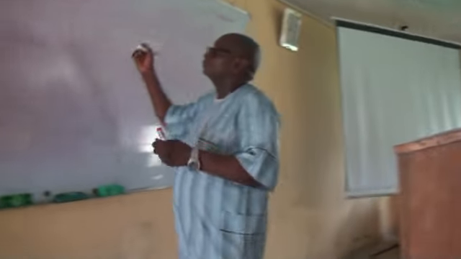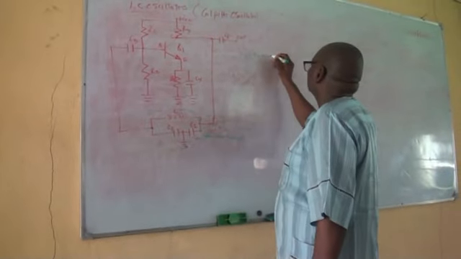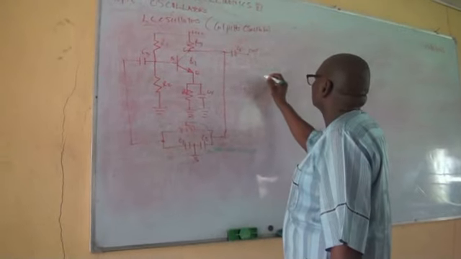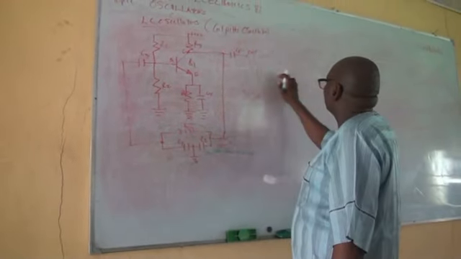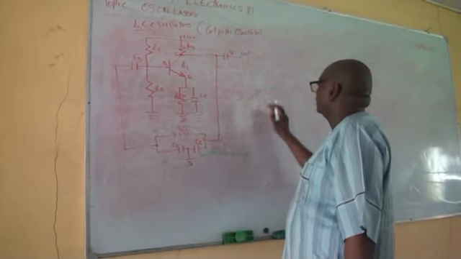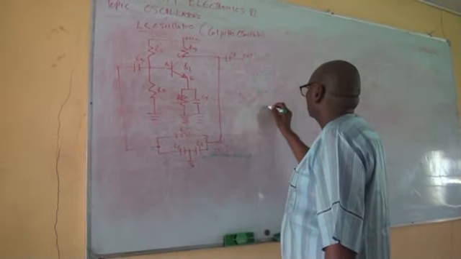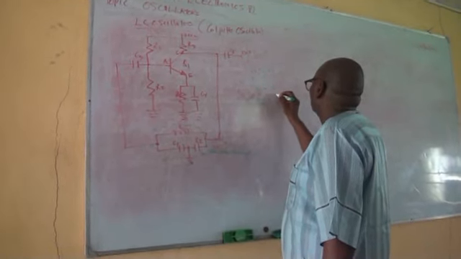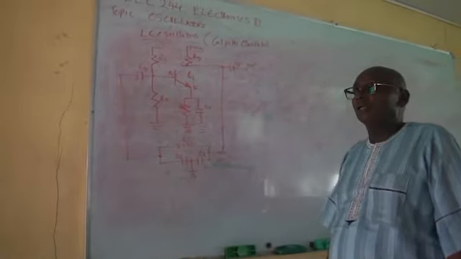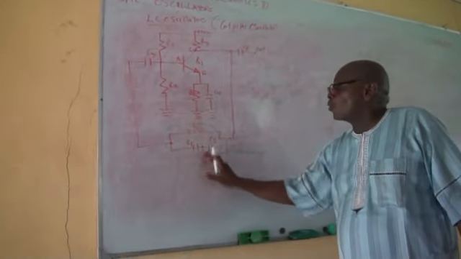If I say C1 equals C2 equals C, and I'm taking the value of the inductance as L. If I consider the capacitive reactance XC equals XL, then the value of XC is 1 over 2 pi FC, and XL equals 2 pi FL. Are you seeing what I'm doing? Yes. If I attempt to cross multiply, because I just want to prove what is happening here.